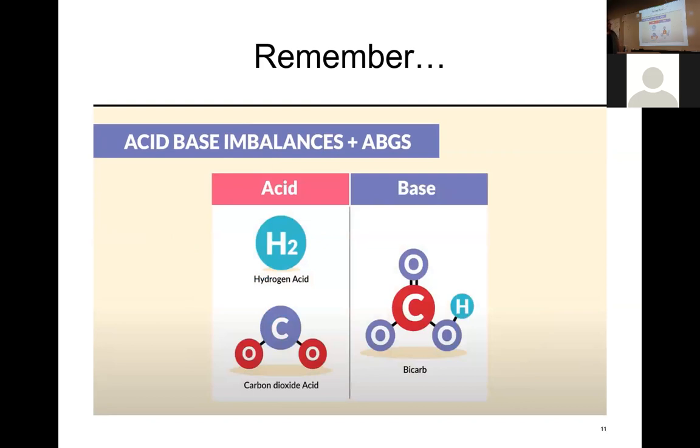Acid-base imbalances and ABGs are all about hydrogen. Acid can make things acidic. Carbon dioxide is an acid. Bicarb is a base. That's just a summary of what we just went over.